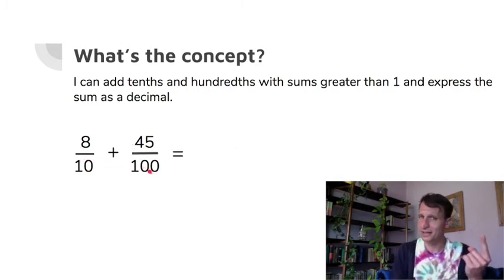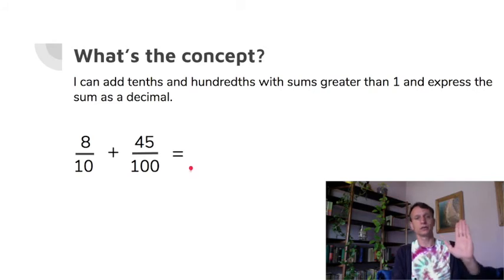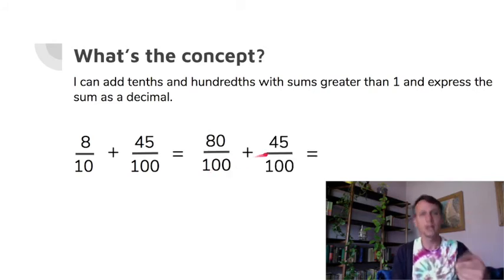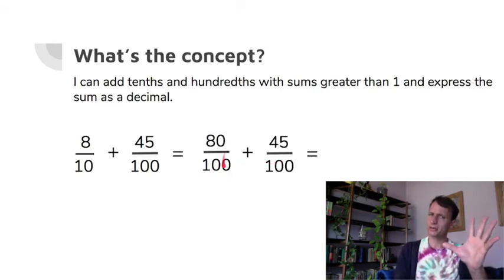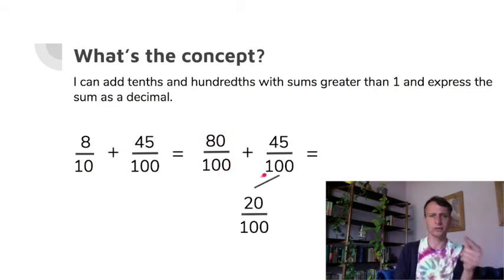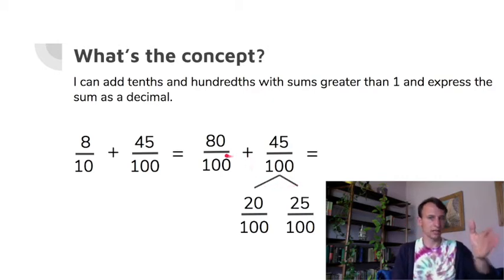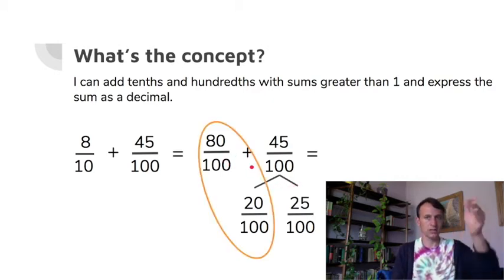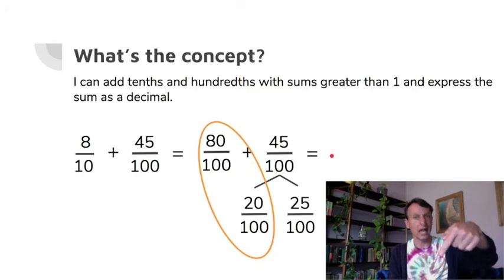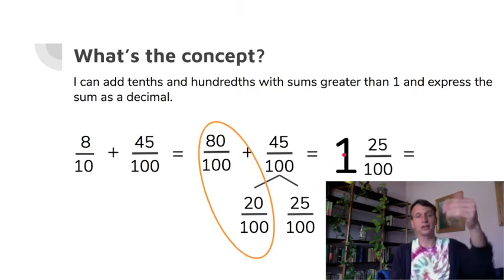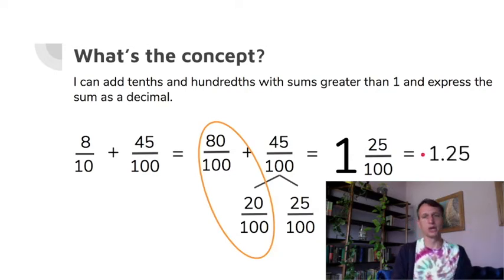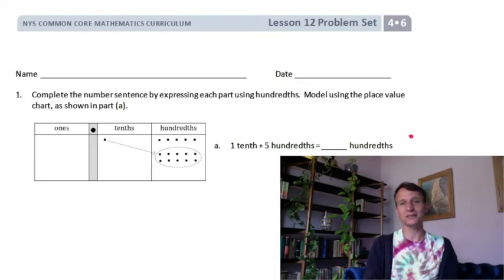8/10 plus 45 hundredths. 8 tenths is how many hundredths? 80 hundredths and 45 hundredths. What do we need to complete the whole here? We need 20 broken off that 45, which leaves 25. 80 and 20 make our one whole, 100 hundredths, right? So 1 and 25 hundredths, expressed as a decimal, 1.25. Beauteous!